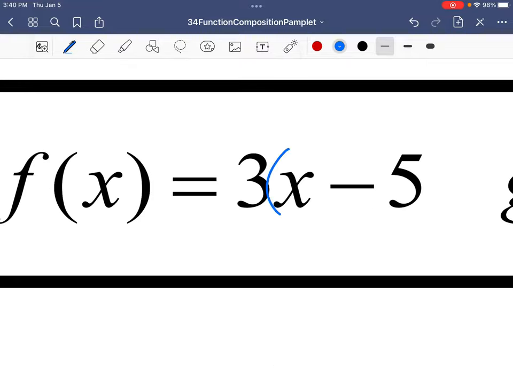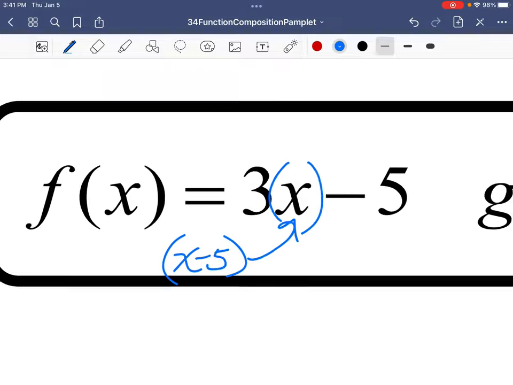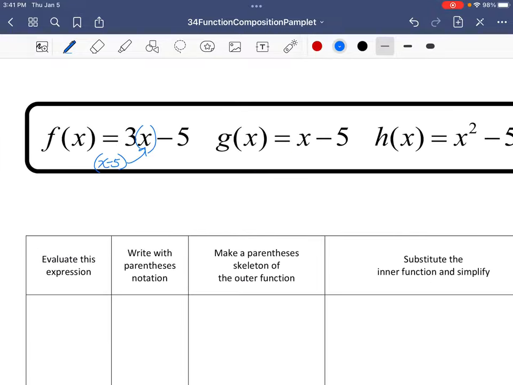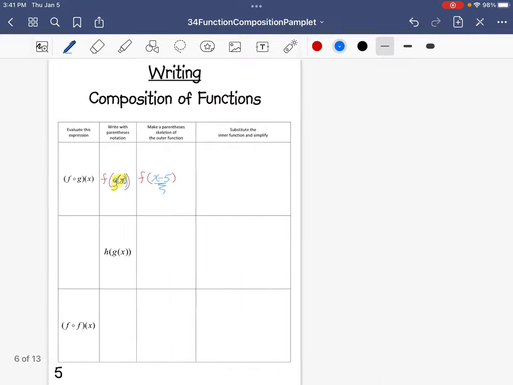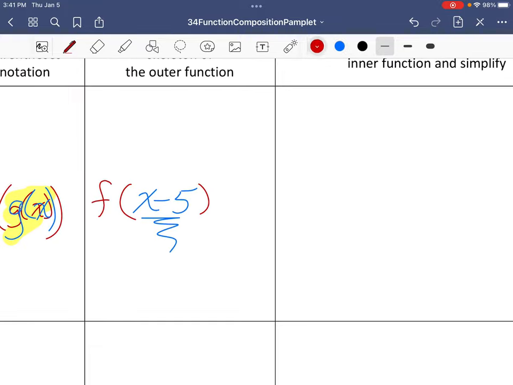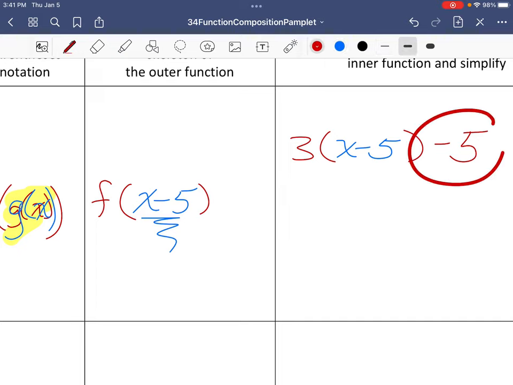Here's your f function. And if I was going to substitute into my f function, I would substitute right here. But what am I going to substitute? That's right, I'm going to substitute x minus 5. So let's be careful on this first one. I'm plugging x minus 5 into the f function. But that means I'm going to be plugging it in where that letter x was. So I'm going to end up with 3, the substitution of x minus 5, but I still have the minus 5.